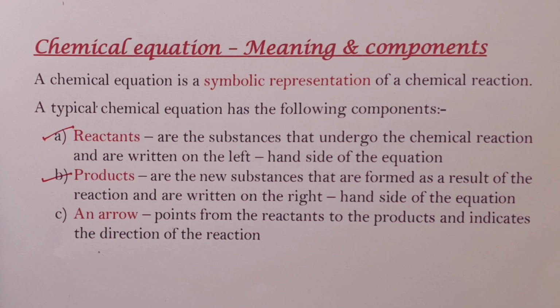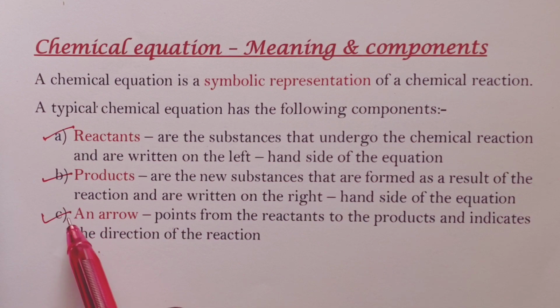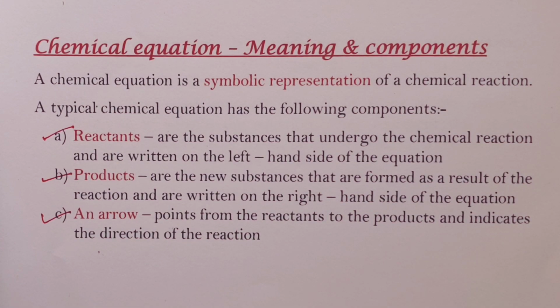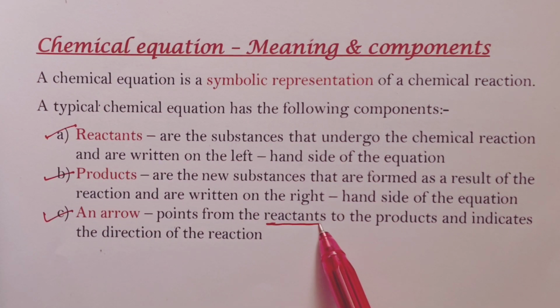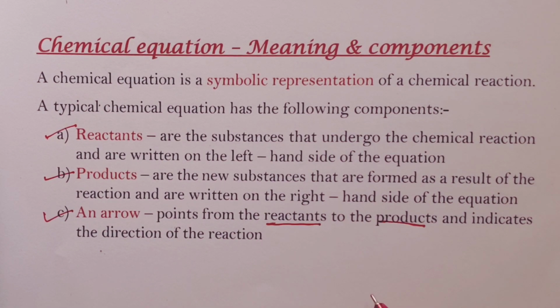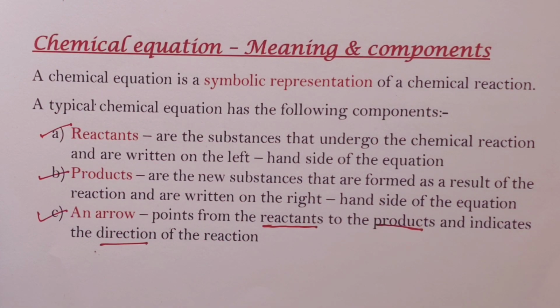We then have an arrow. An arrow is usually put in between the first 2 components. The arrow points from the reactants to the products. And what an arrow does is simply to indicate the direction of the reaction. Let's now look at the other 2 components of a chemical equation.